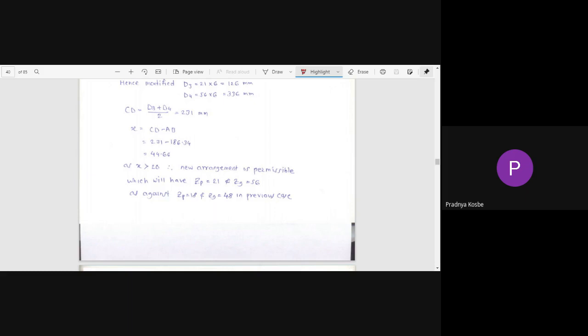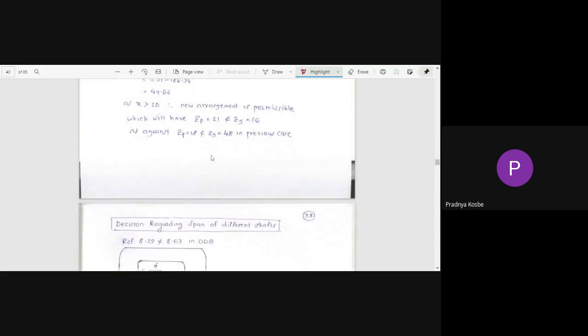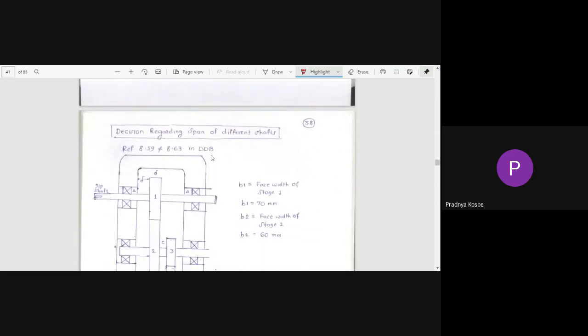So there are two ways to increase the pitch circle diameter. One is what? To increase the module. But if I am changing the module, I have to change all other things. And another way is to increase the number of teeth. Okay. So now it is final. This arrangement is final.